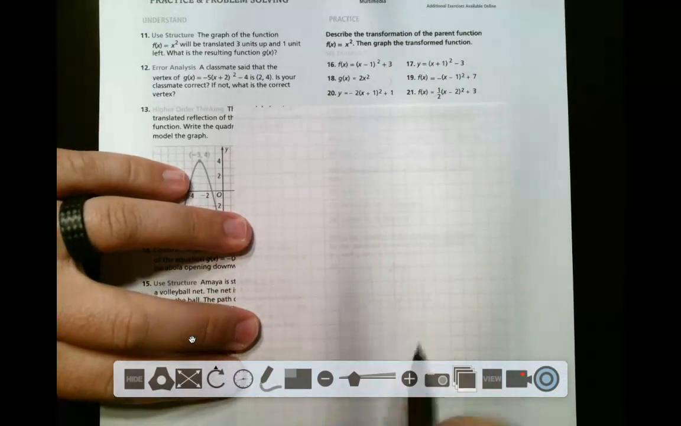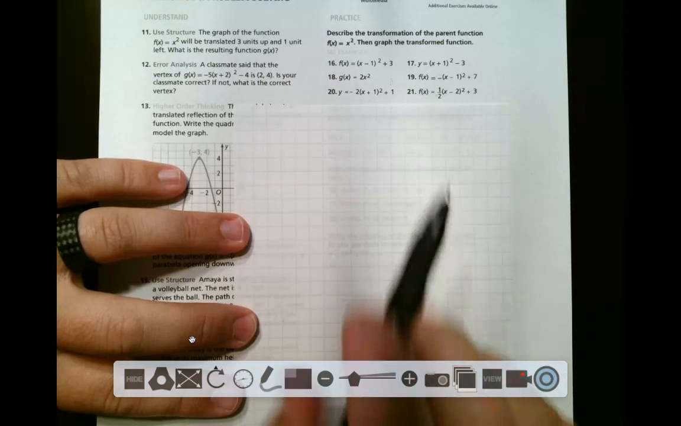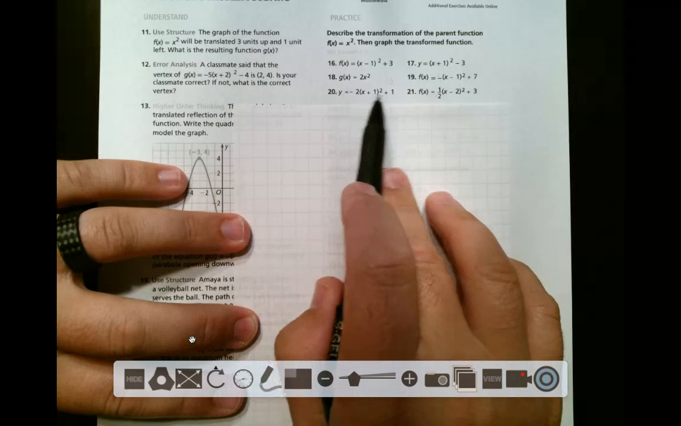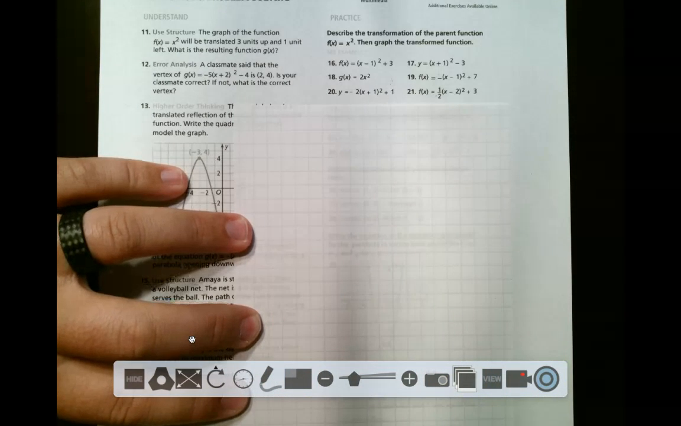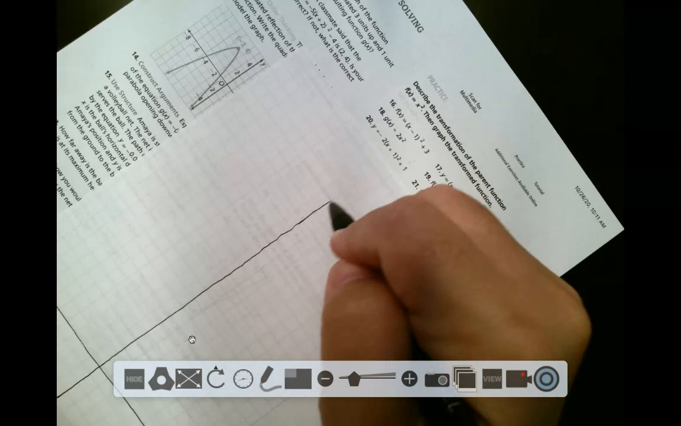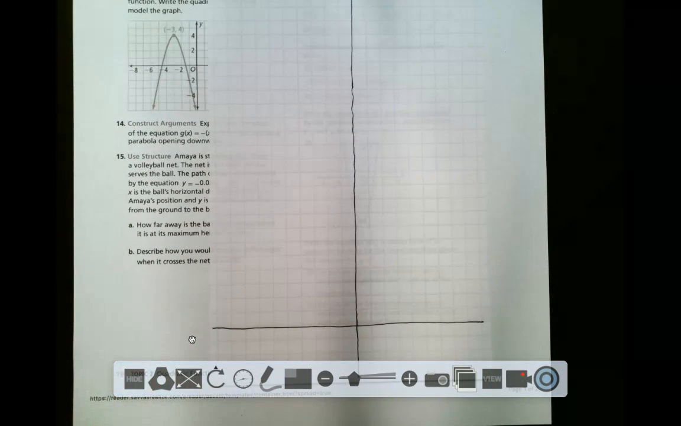So if I had, let's pick a problem here. Let's pick maybe number 20, and we'll graph this one. So this is going to move left one and up one. So I'm going to draw my x-axis, draw my y-axis. Okay. And we're going to graph the parent function, and then we'll graph the transformed function, so that you could see how this is done by hand.